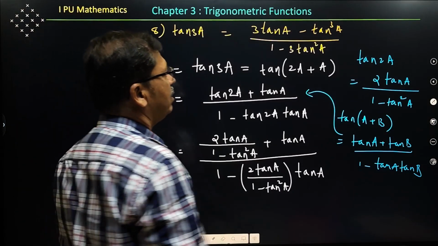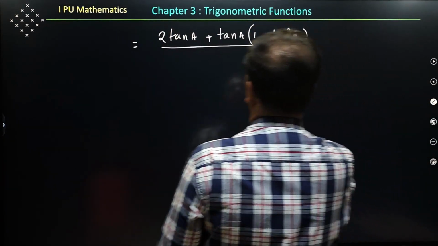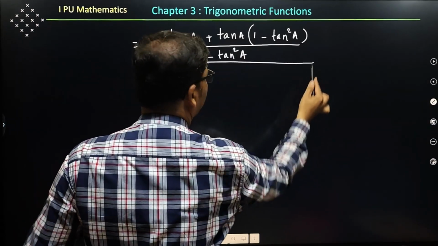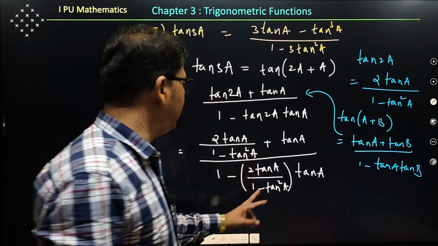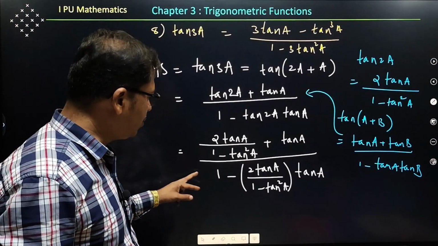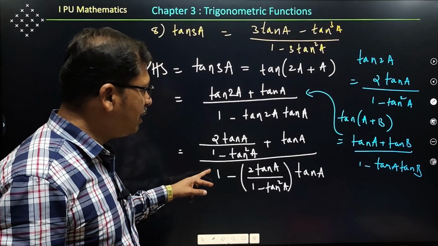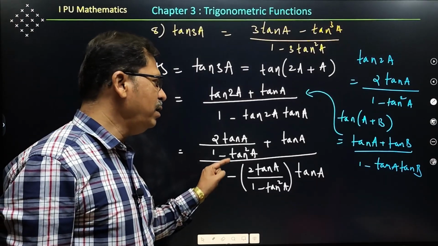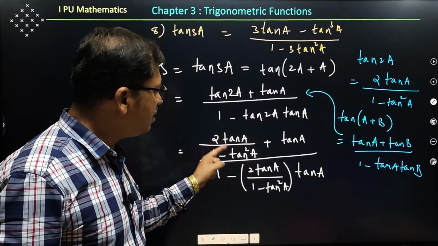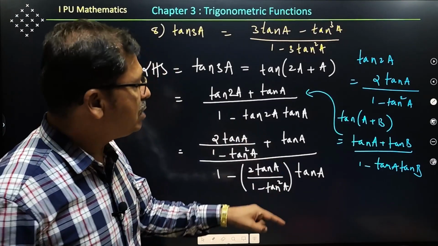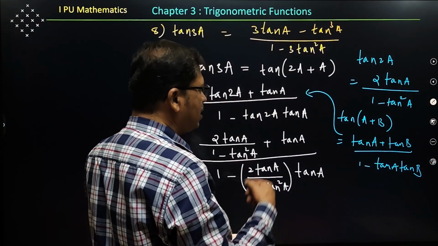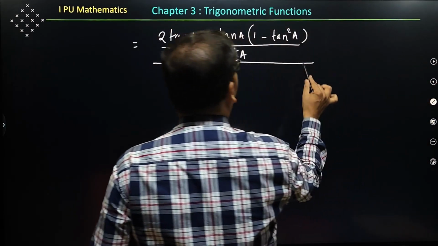1 minus tan square A, this is one part, whole divided by, here what should come, see, this needs simplification. 1 minus tan square A gets multiplied, pay attention here, 1 minus tan square A gets multiplied to this, 1 minus tan square A minus 2 tan square A. Tan A into tan A leads to what? Tan square A. So 1 minus tan square A minus 2 tan square A divided by 1 minus tan square A. 1 minus tan square A as a whole goes to the numerator.